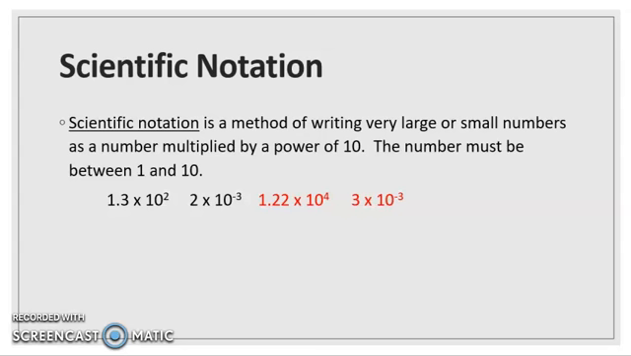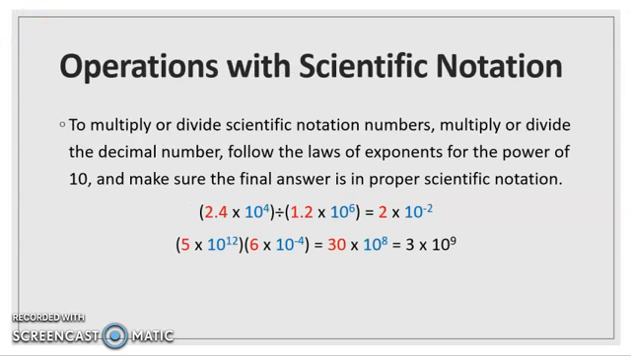Now let's talk about how to multiply and divide in scientific notation. When multiplying or dividing scientific notation numbers, you multiply or divide the decimal number or the plain number that is in front of your power of 10, then follow the laws of exponents for the power of 10, and make sure your final answer is in proper scientific notation. So I have two examples here.